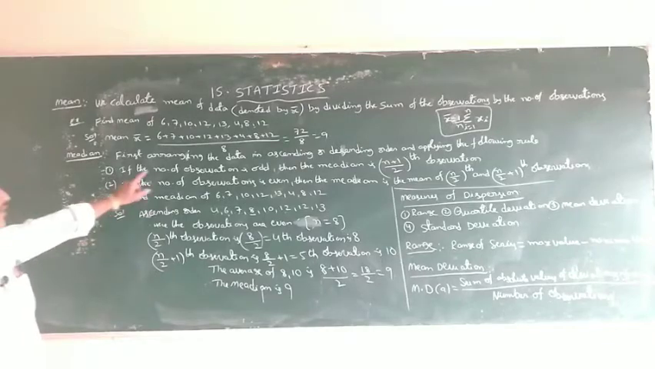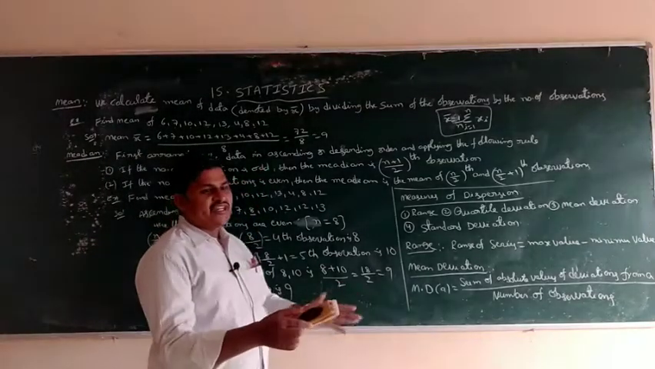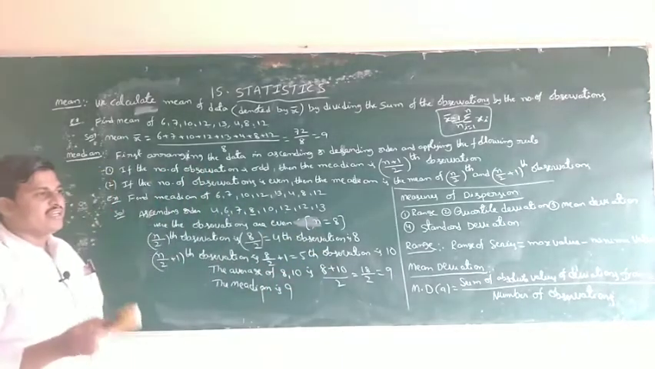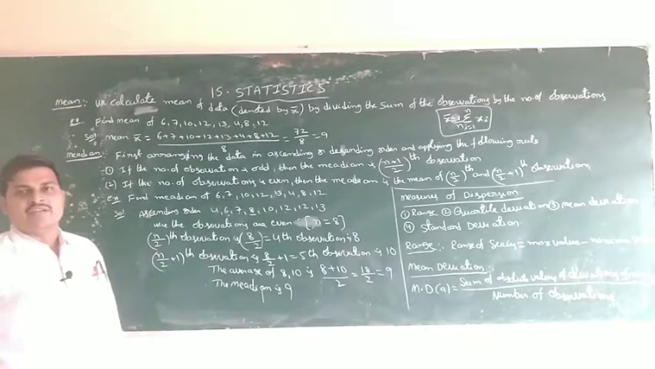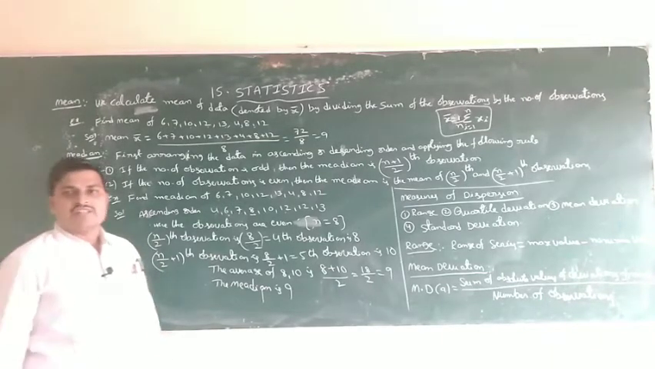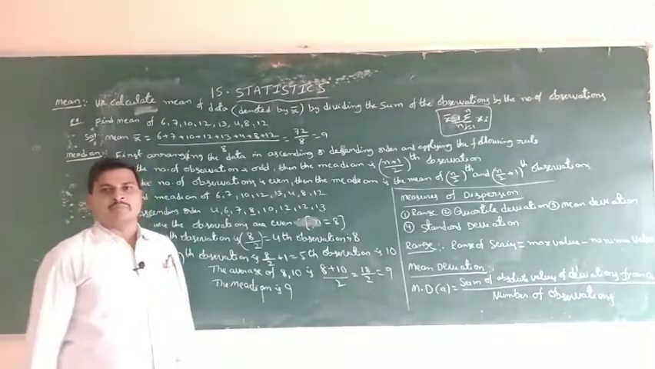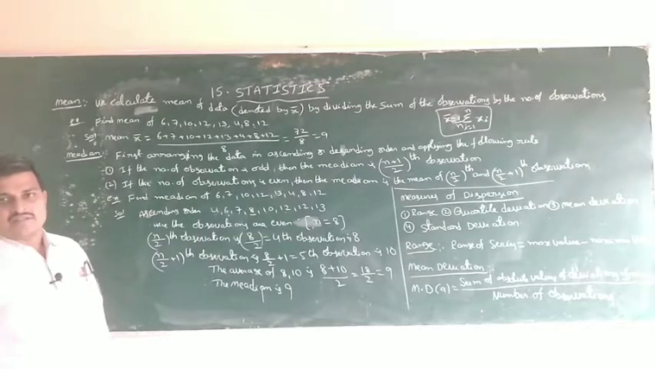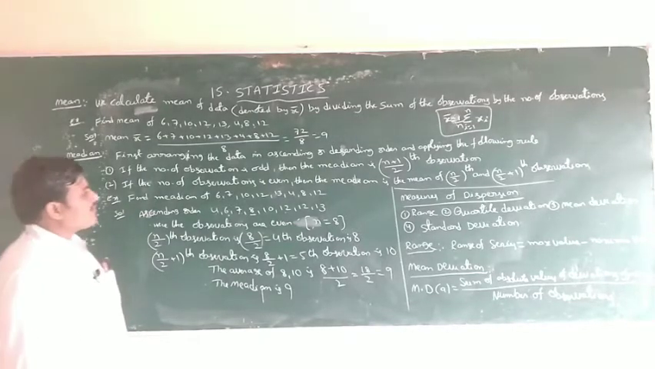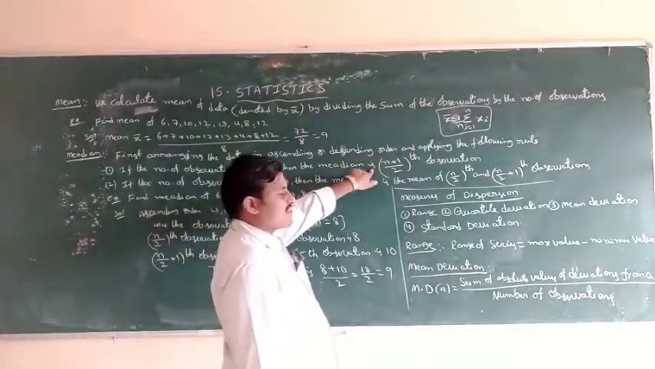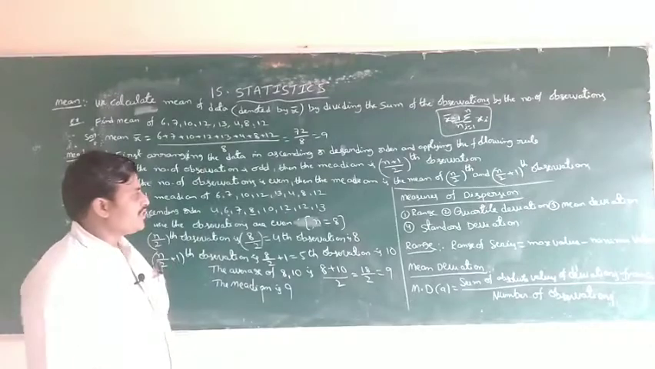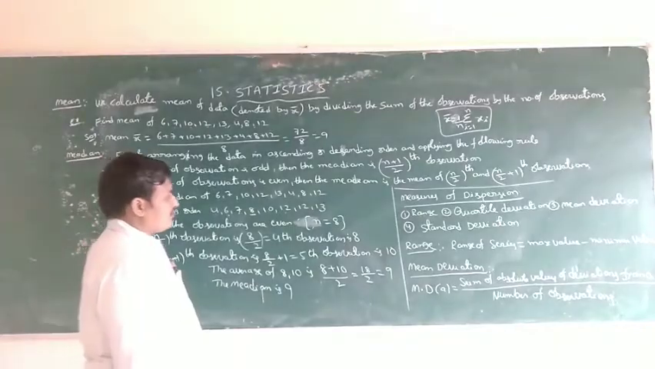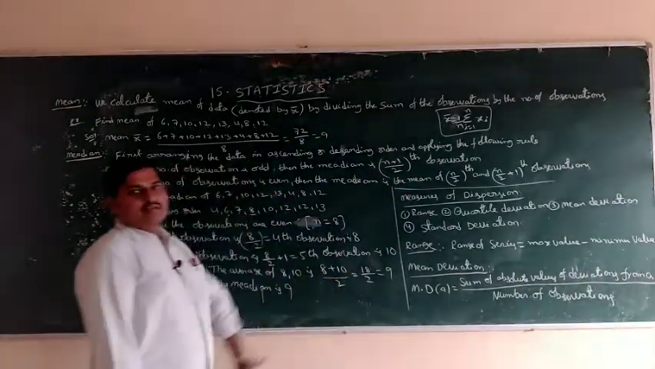First, if the number of observations is odd, the median is a single median. Because 1, 2, 3, 4, 5, what is the middle value? 3 is the middle value. For 1, 2, 3, 4, what is the middle value? 2 and 3 are the middle values, so the average of 2 and 3. If the number of observations is odd, the median is the n plus 1 by 2th observation, only a single median.